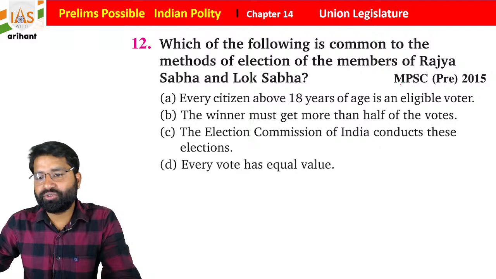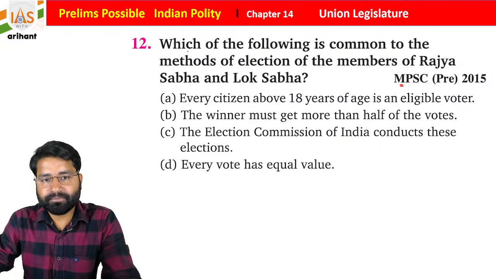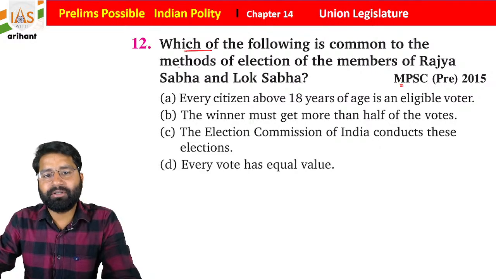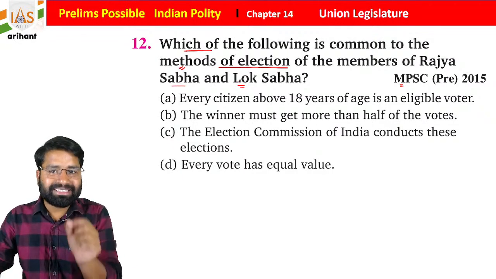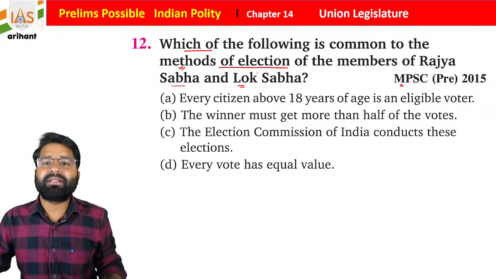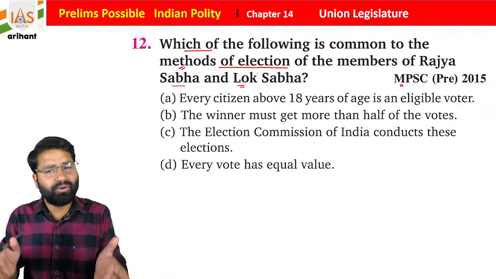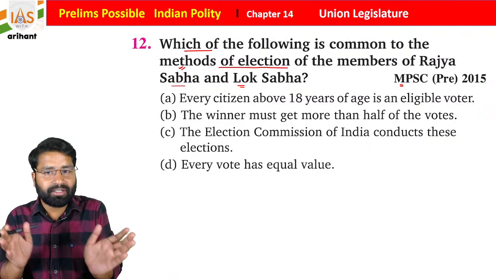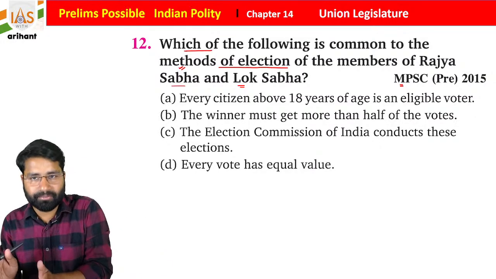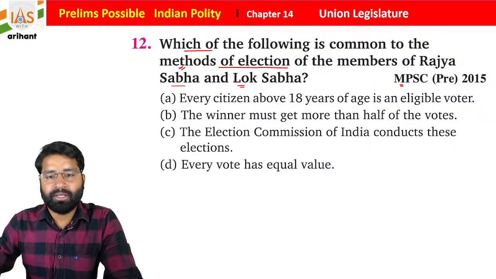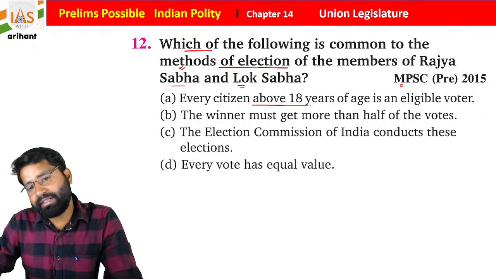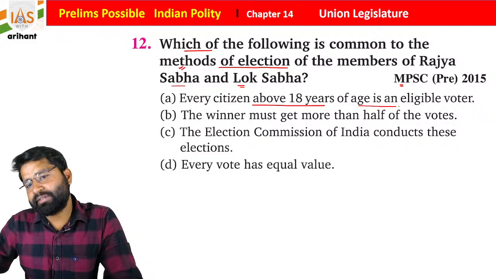Now see, this question was in Maharashtra PSC. Which of the following is common to the methods of election of the members of Rajya Sabha and Lok Sabha? Now, which of the following statements will be common for the method of Lok Sabha and Rajya Sabha? We know that the Lok Sabha has a different method of election and Rajya Sabha has a different method of election. But you have to see what the statement is asking. Every citizen above 18 years of age is an eligible voter.